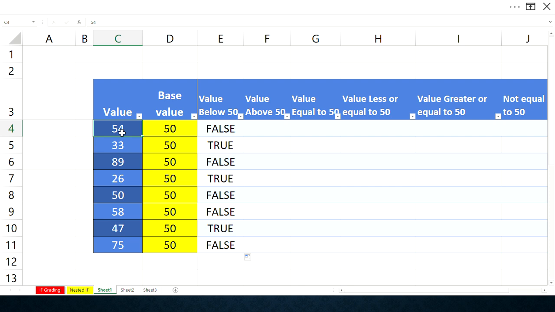Is the value, the test condition in the blue address, below the conditional value? Is it below? Then we have true or false depending on the situation. Likewise, we can keep testing the others in a similar way. We can keep testing others.